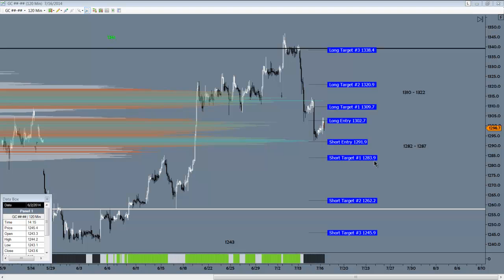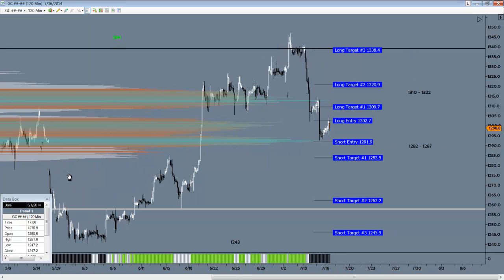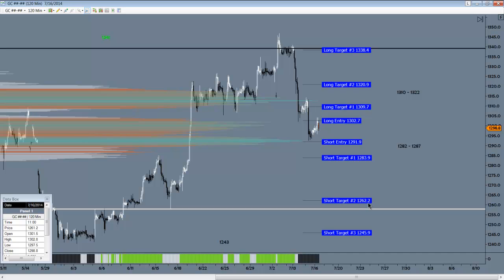I've got 83.90 tagged as that first target, and again 1282 has been a key handle for gold for quite some time. All of these price points are ones that you've known about for a long time if you've been staying on top of these videos. We get below 1282s, we're likely to see an acceleration like we did over here to the left, and we'll look for 1262s for the secondary target. Below that, we're back down into the 1243 zone.